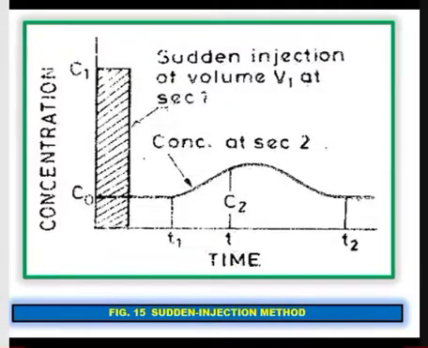So in this one, the sudden injection method, you are given the initial concentration, injection B1, and you determine the percentage of concentration at the initial time when the substance was injected into the water, no?